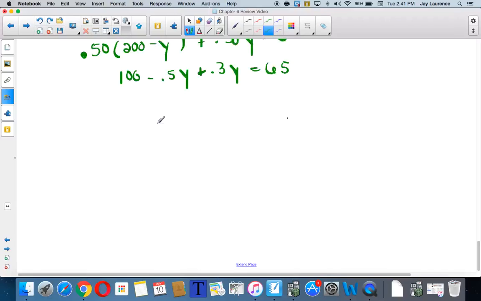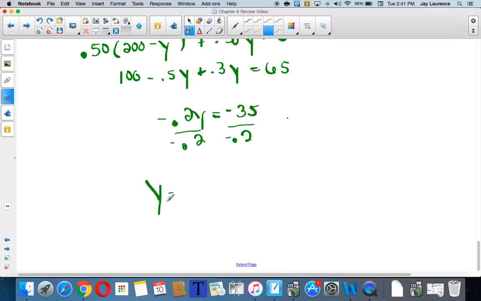And so if I subtract 100 from both sides and combine the like terms, I'm going to get negative 2/10 y equals 35. Oh, I have a mistake. Oh, negative 35. Good. I like that. And then I can divide by 2/10, or I could multiply by 5, negative 5. That would do the same thing. All right. Dividing by a negative.